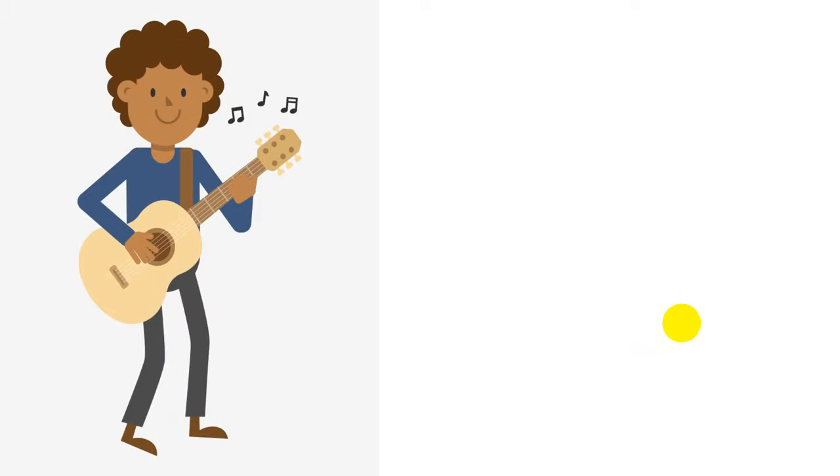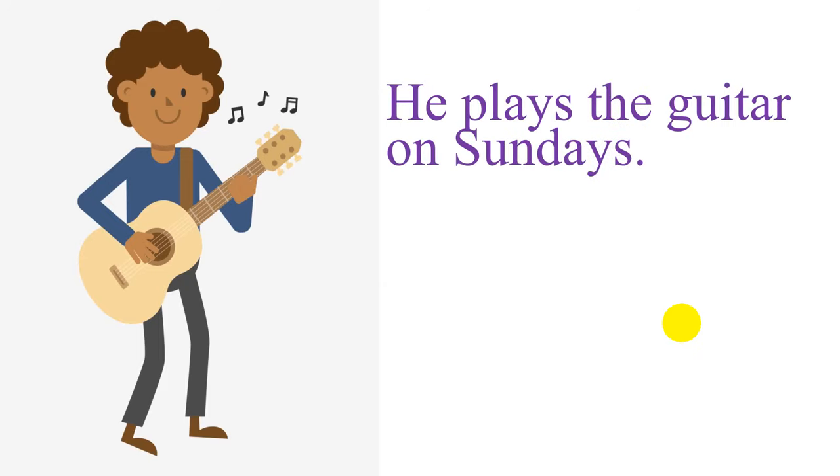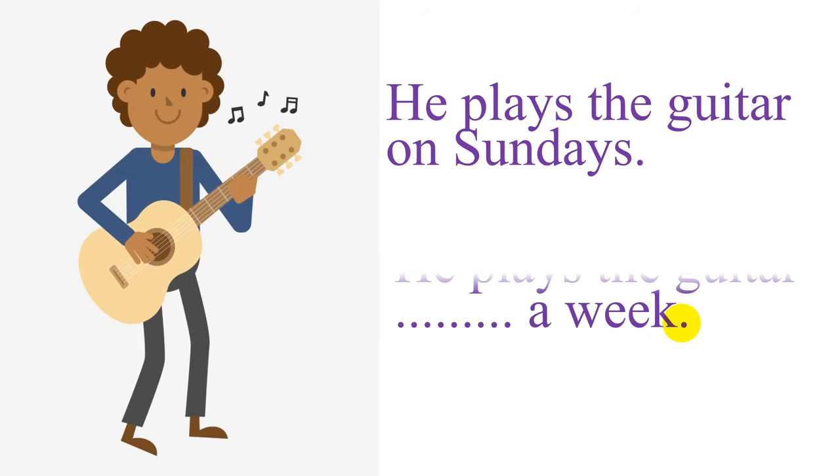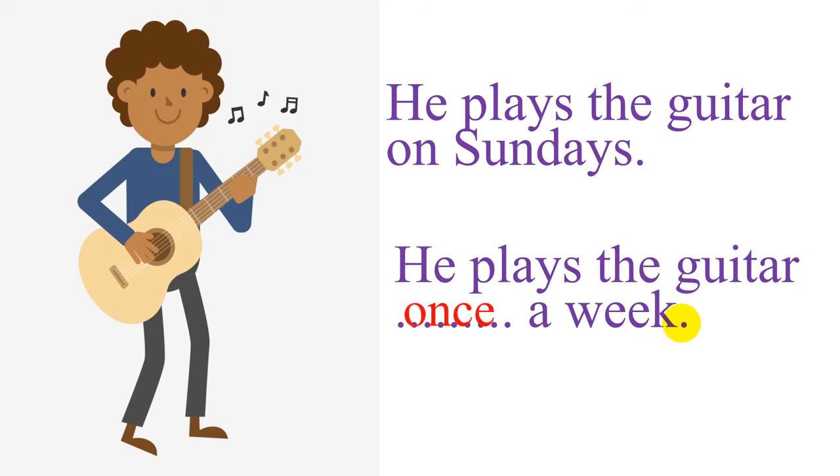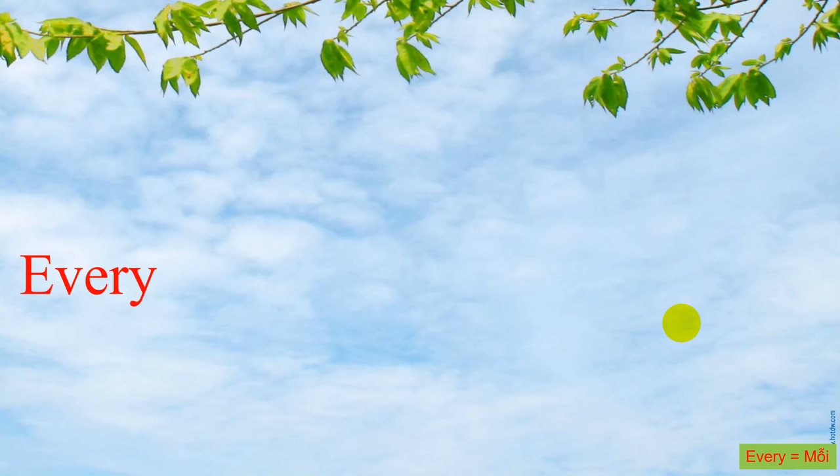Now one more example. A boy is playing the guitar and I have a sentence like this: he plays the guitar on Sundays. It means that he plays the guitar once a week, because he plays the guitar only on Sundays. So we use the words once a week here. Do you understand?